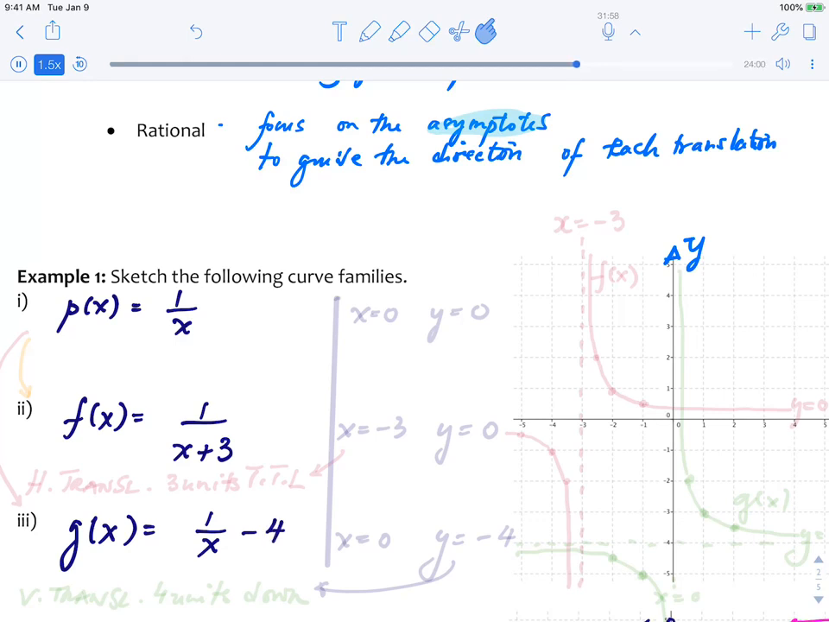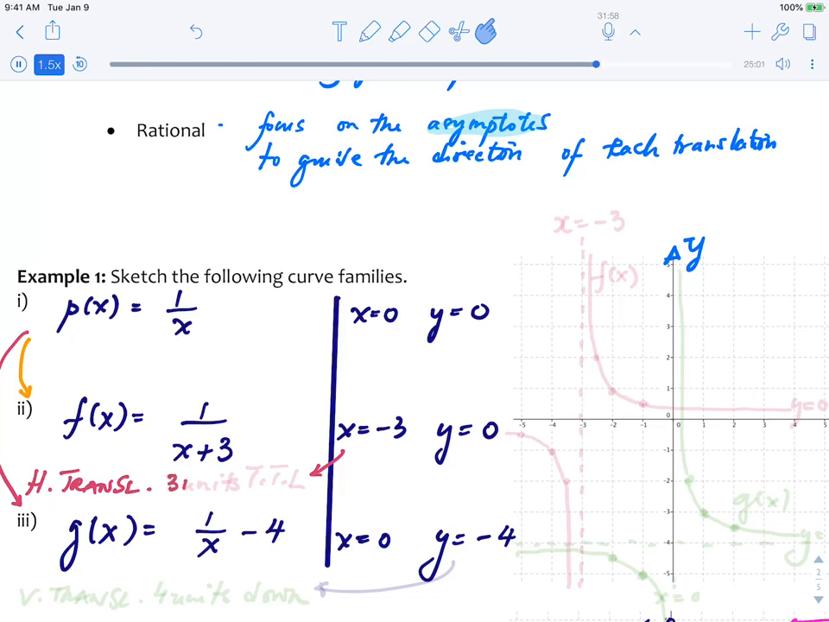I'll give you a 2-minute head start, but I'll cover it with you in a second. So first I make a list of asymptotes on my right. And I'm always comparing, the comparison goes p of x to each of these. I'm not comparing g of x to f of x. I always compare back to the parent function. So this one would be a horizontal translation, 3 units to the left.